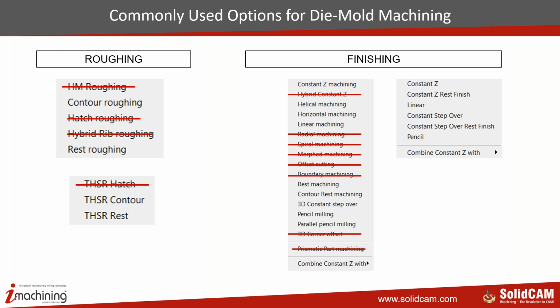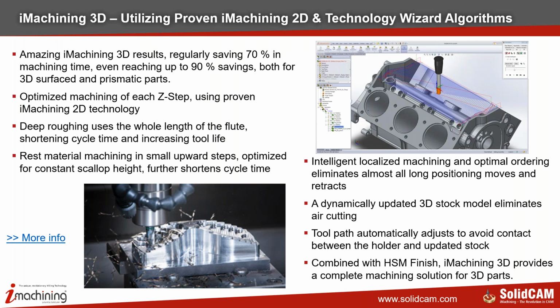Let's move to our first roughing strategy that we have in SolidCAM, and that's iMachining 3D. iMachining 3D is a revolution in CAM. We had a completely different webinar for this. We had about 700, 800 people attending this webinar where we showed just iMachining, the theory behind it, how it works, and stuff like that. Today, I'm going to be touching on the salient features of iMachining.